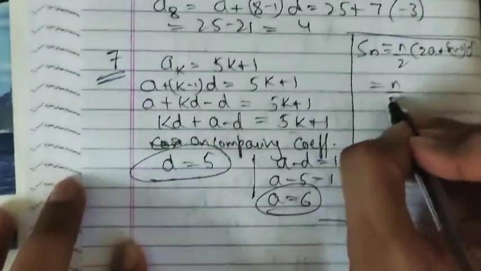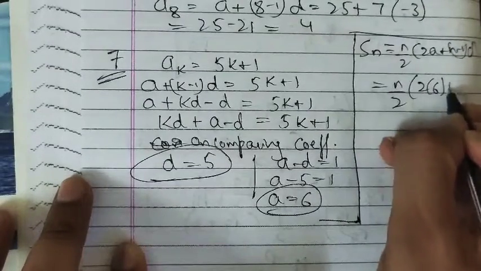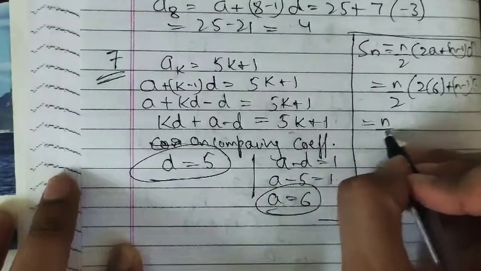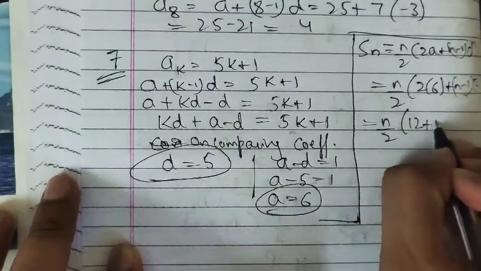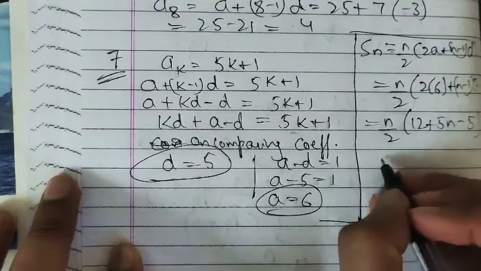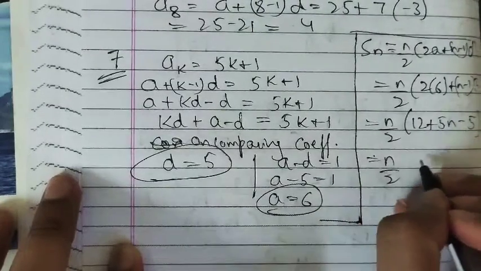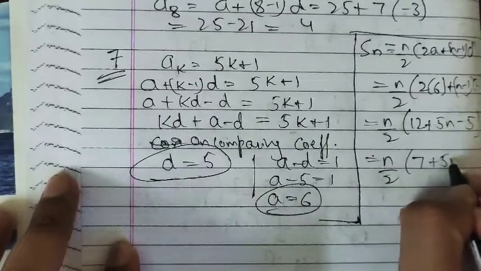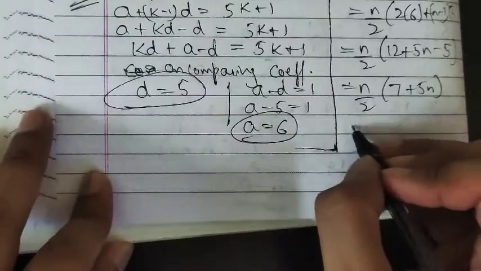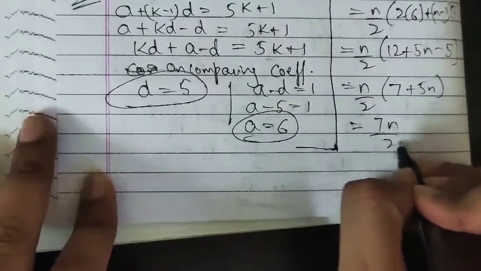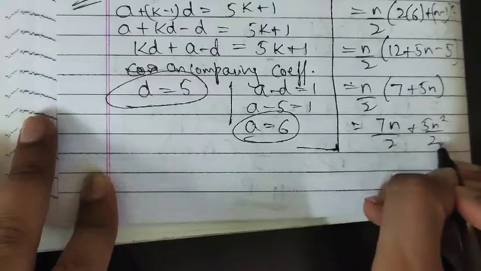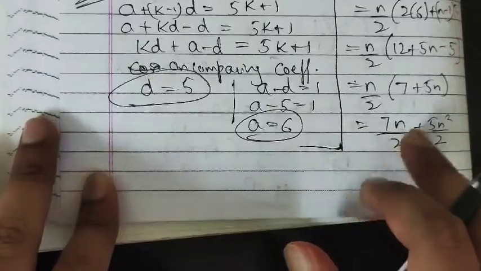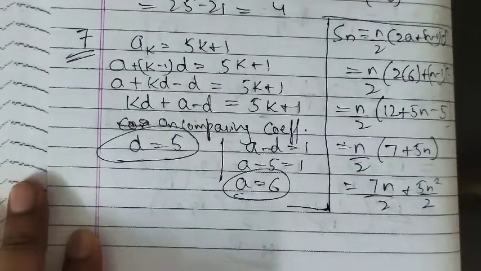So n upon 2, 2 bracket 6 plus n minus 1, d is 5. So n upon 2, 12 plus 5n minus 5. So n upon 2, 12 minus 5 is 7 plus 5n, right? Or we can say it is 7n upon 2 plus 5n square upon 2. So this is our answer, right? So this is our answer of question number 7.